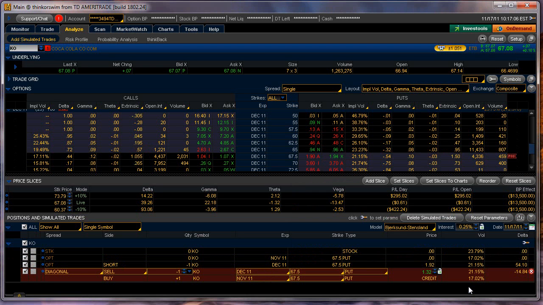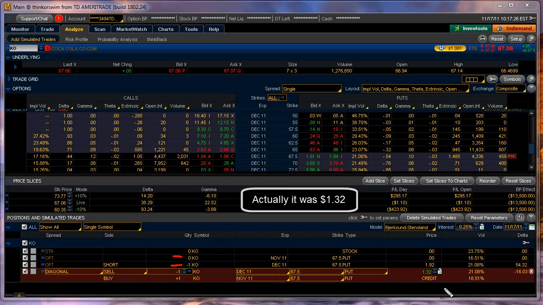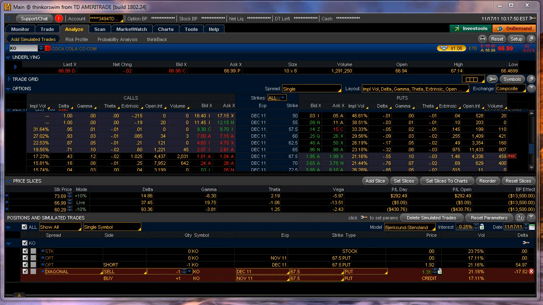Okay, so our trade executed. We did roll the November into December, and here's how it looks. We have 0 positions for the November 11, and we now are -1 for December. And we collected $1.31 on that one, which is very nice. I'm very happy with that. All right, so that's it for Coke.